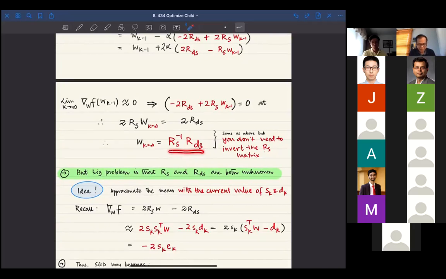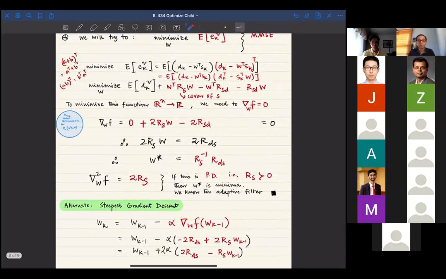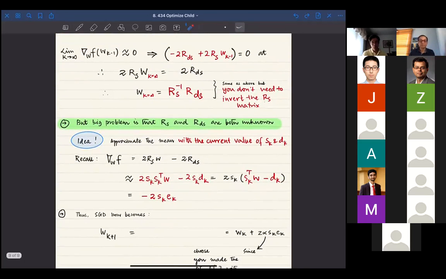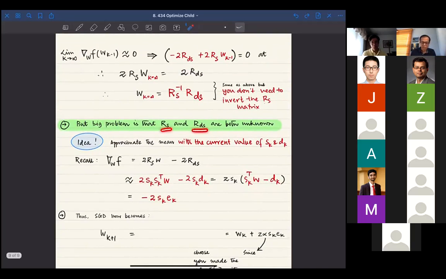But the good thing with gradient descent is that inverting a matrix is sometimes painful. So with gradient descent, you don't need to invert this matrix. That's a slight advantage of gradient descent. But then with gradient descent, you have to run the iterations multiple times before it converges. With a closed form solution, you don't have to do any of that. So there are some trade-offs. But the bottom line is, I do not know RS, I do not know RDS. Both are unknown.